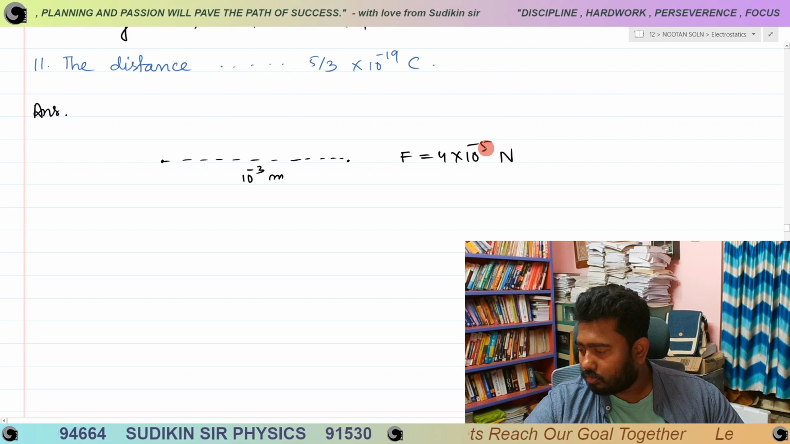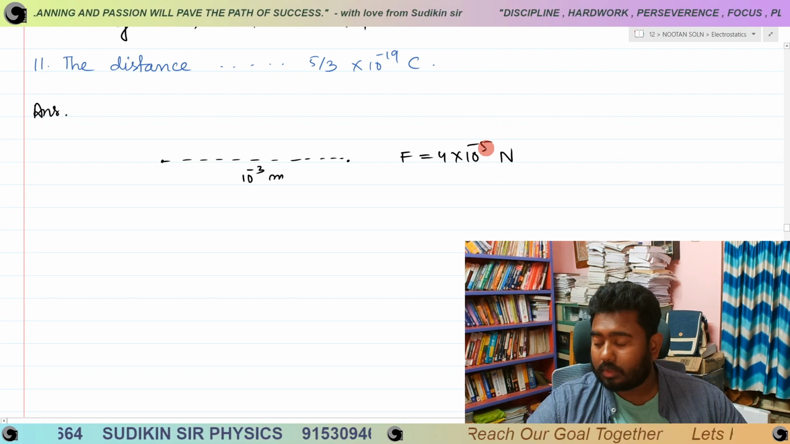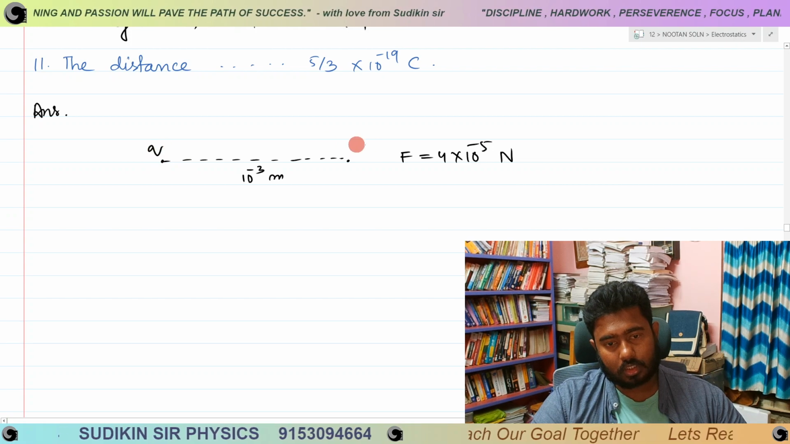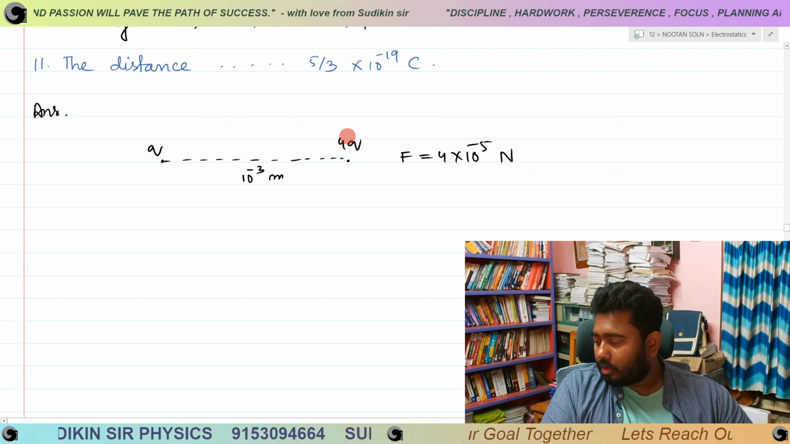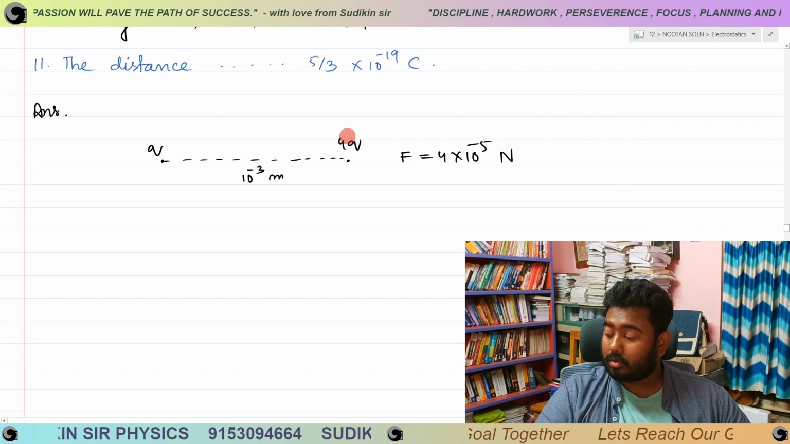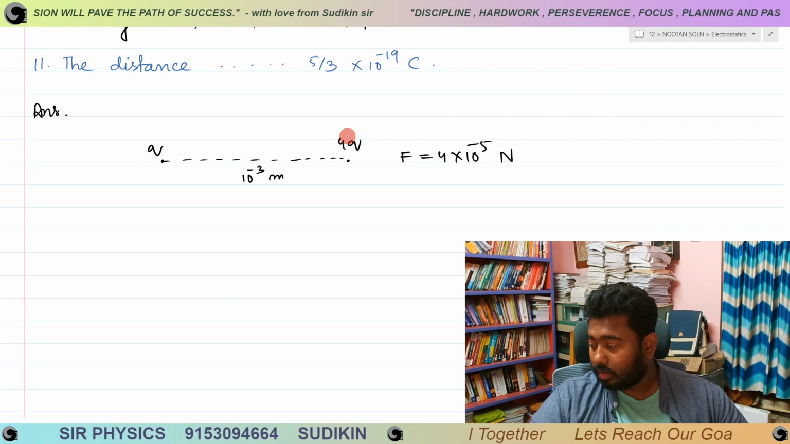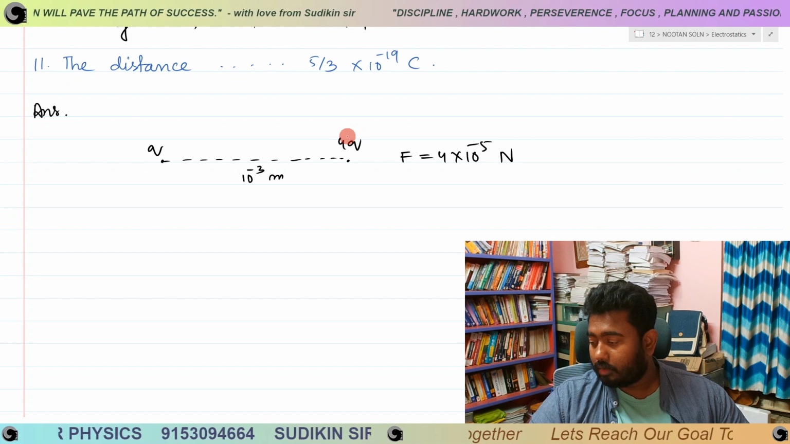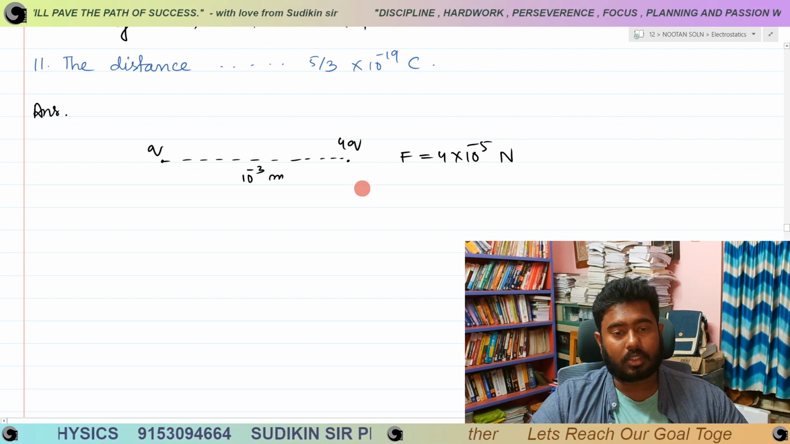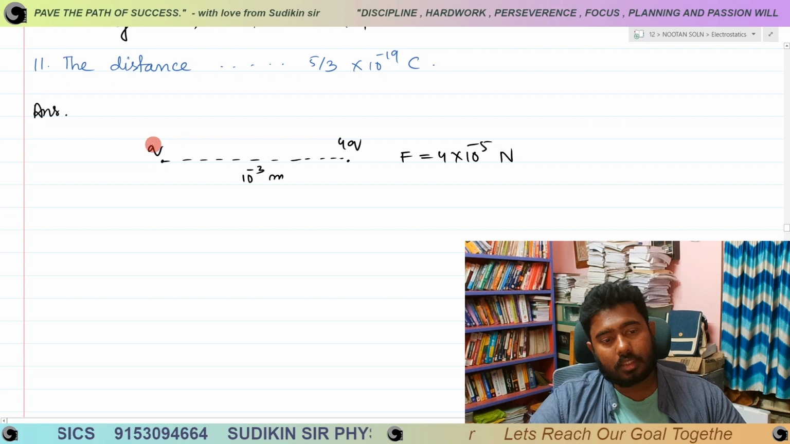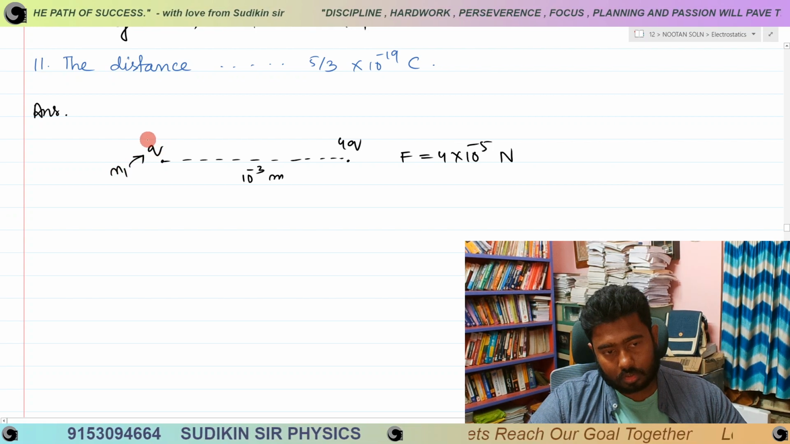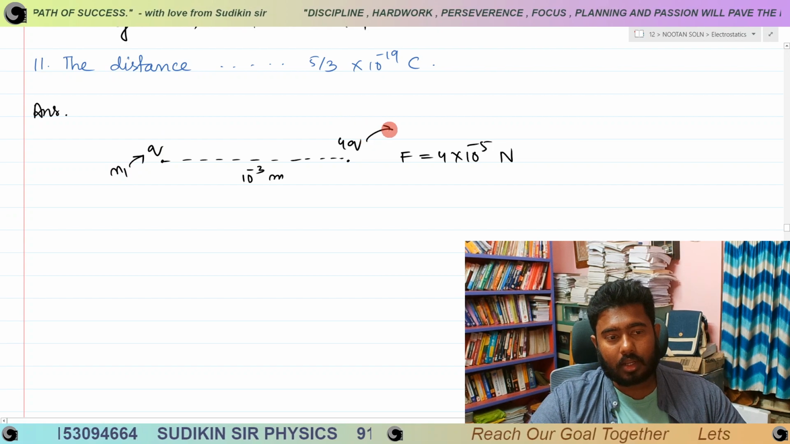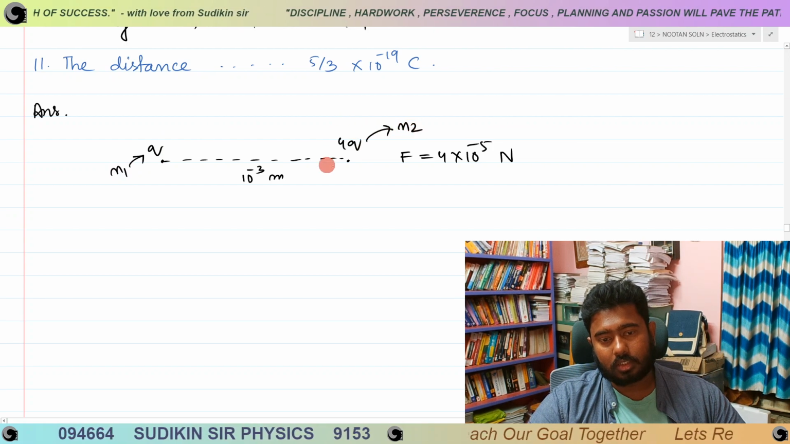If the charge on one particle is 4 times that of the other, that means if this charge is q, then this charge will be 4q. Then find out the number of electrons charging them separately. The charge on an electron is 5 by 3 times 10 to the power minus 19 coulomb. They are asking you to find out how many electrons are charging this q and how many electrons are charging this 4q.